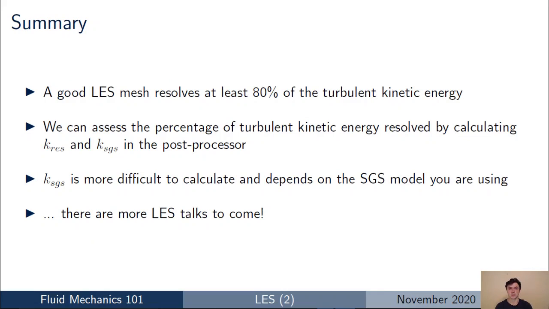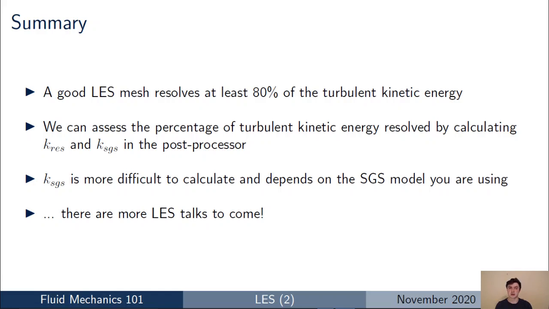So just to summarize the points that we talked about here today, the metric that we've been using to assess the mesh for our LES calculations is that a good LES mesh will resolve at least 80% of the turbulent kinetic energy through the majority of the domain. And the way we can assess whether this statement has been satisfied is we can look at the percentage of the turbulent kinetic energy that's been resolved by calculating K-res and K-SGS in the post-processor. And the advantage of doing this in the post-processor is that we calculate them as fields, and so we can plot them and look at the variation throughout our entire domain.